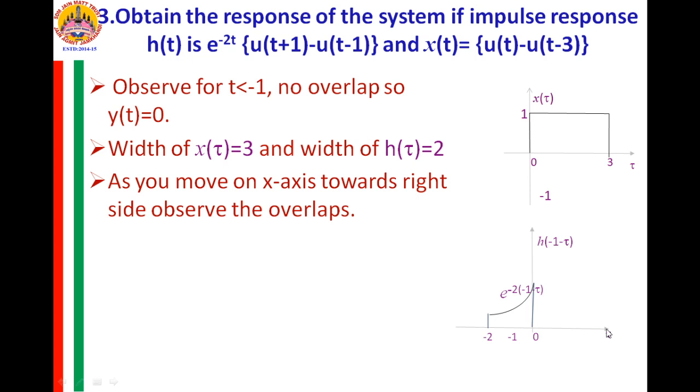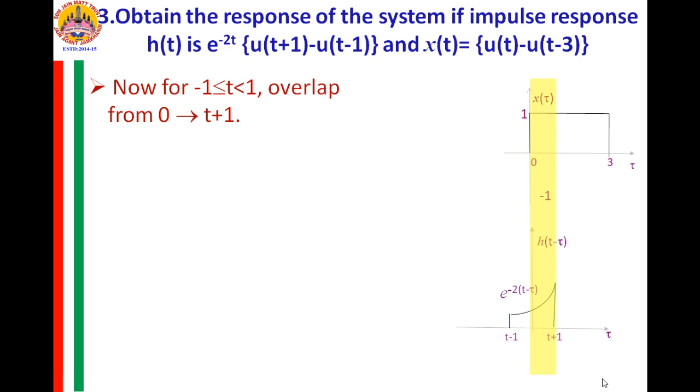It reaches 3. After 3, you observe that this end crosses this end of x of tau, and then from this part to some part up till here, this h of t minus tau will overlap with x of tau. Okay, so let us go on observing this by moving. This end of h of t minus tau is t plus 1 and this is t minus 1. So let us move this by some amount t to this side. What is the observation? The overlapping is from 0 to t plus 1. So it is in the range of minus 1 to 1, that is 2 width of duration.